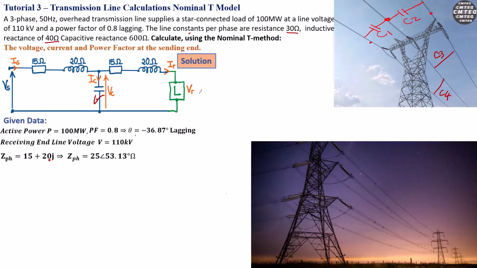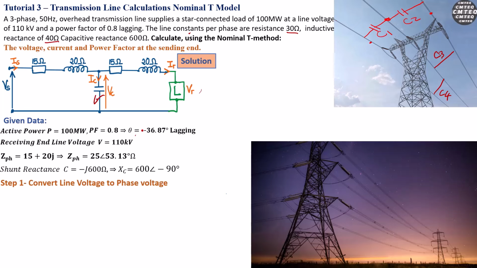Same parameter. Now when you work it out, you've got 25 with an angle of 53.13 degree ohm. Moving on, the shunt reactance, obviously XC, 600 with an angle of negative 90. Step 1, convert the line voltage to phase voltage. Very simple. So that is 63.5 kilovolt.